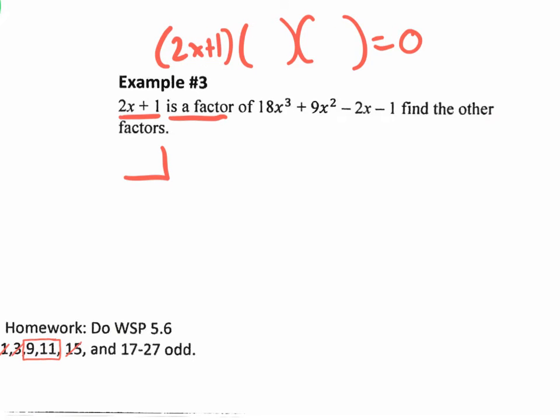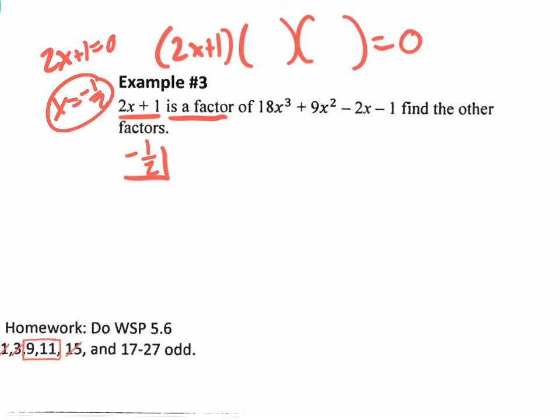And what would be my actual x value for this binomial that I know is a factor of? It would be negative 1/2, right? If you set 2x plus 1 equal to 0, you're going to get x equals negative 1/2. And this is exactly what we have to plug in into our synthetic division. Is everybody cool with that?